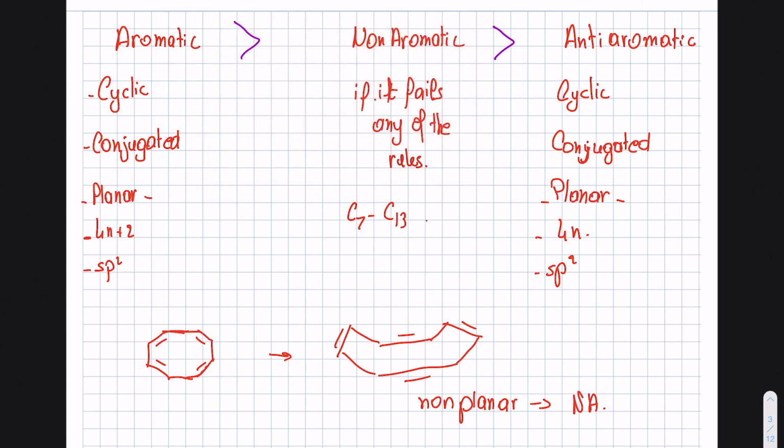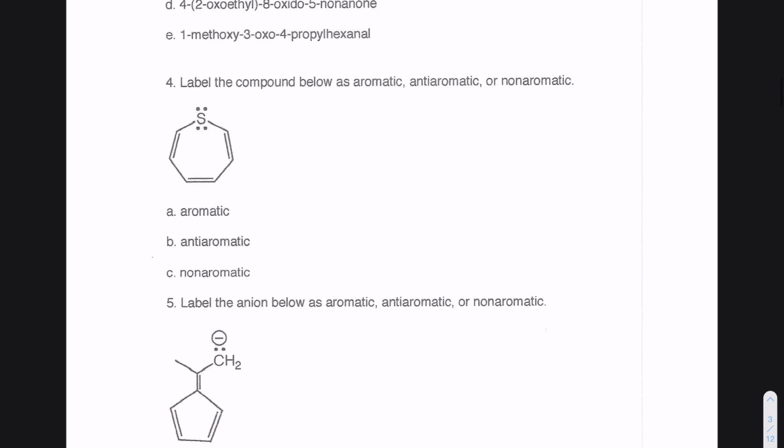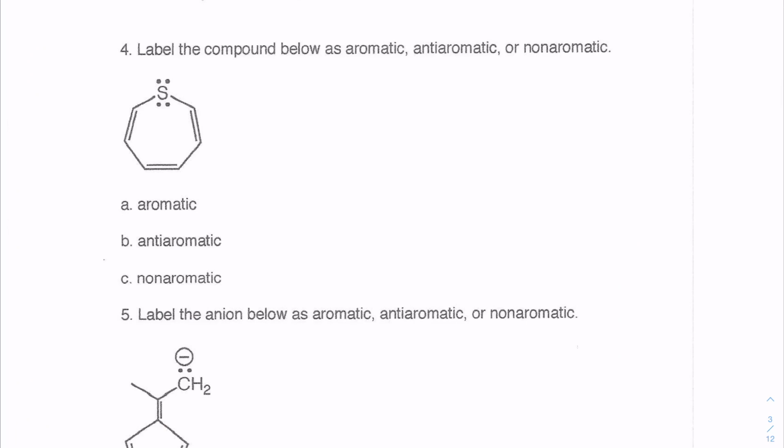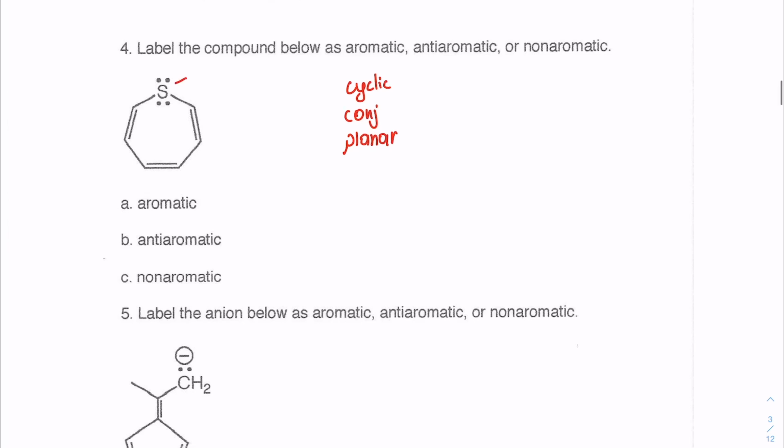Now going back to question number 4. Looking at this compound, we notice that yes, it is cyclic. It is conjugated. It is planar. But we have one issue: this here is an sp3 hybridized atom, which is not good. However, in this case, we have an empty p orbital, and this empty p orbital plays a major role. The reason why is that one of those lone pairs can donate into this empty p orbital, and the lone pair will become a part of the ring. So what you could do right here is count this lone pair as a part of the pi system.